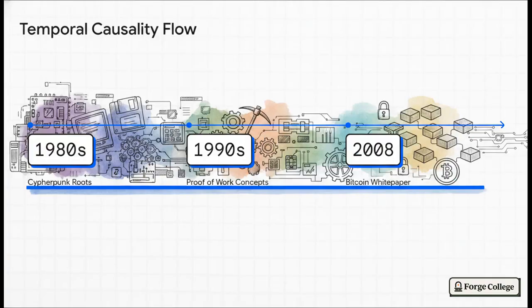When we map temporal causality, we can watch the flow directly. We start with the cypherpunk roots in the 1980s, move into proof-of-work concepts in the 1990s, and finally land on the Bitcoin white paper in 2008. By using causal anchors and uncertainty tags across a journey like this, you clearly link those early technological precedents directly to the eventual emergence of the blockchain. You're drawing a continuous, highly defensible line right through history.